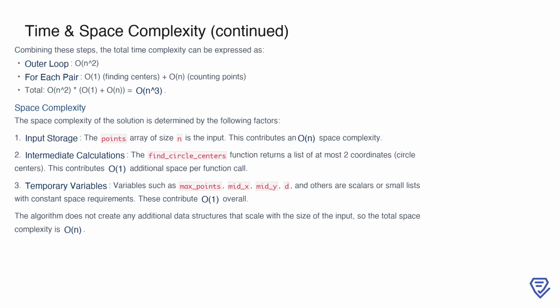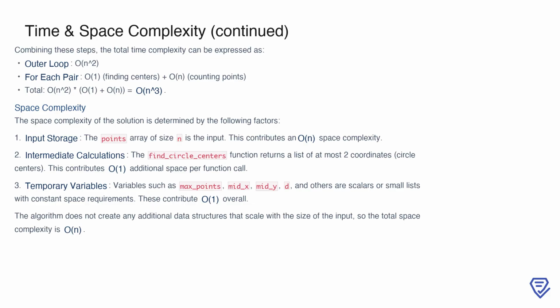When we combine these steps, the total time complexity can be calculated. The outer loop contributes O(n squared), while for each pair, we perform O(1) operations to find the centers and O(n) operations to count points inside the circle. Multiplying these together gives us an overall time complexity of O(n squared) times O(1) plus O(n), which simplifies to O(n cubed).